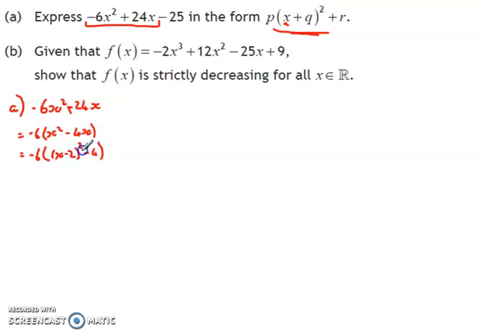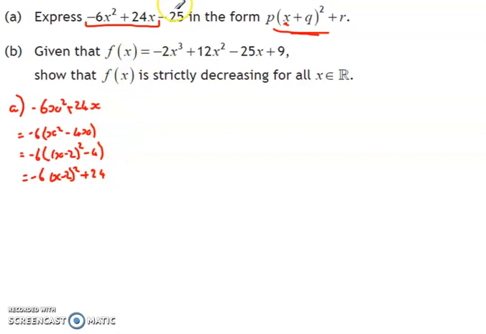Now remember, this whole thing here is in a bracket multiplied by the negative 6. This negative 6 hasn't had any form of an effect on it yet. What I'm then going to do is multiply out the bracket. So I'm going to end up with negative 6 bracket x minus 2 squared. It's then going to be minus 4 times minus 6, so it's going to be plus 24.